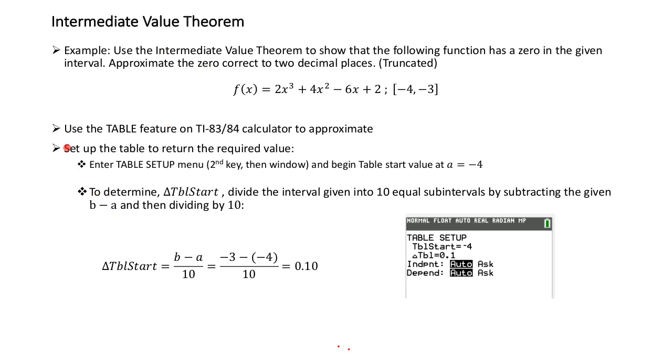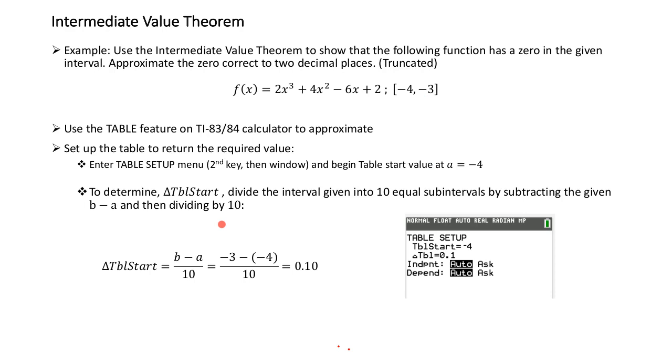So to begin, we will use the table feature, as I mentioned. In order to use it, we first must set it up so that it gives us the values we're looking for. Because we have -4 and -3 as our two given values, and that's where we predicted our 0 would lie, we want to split this into 10 even intervals. We want to start at the smallest value, our -4, our A value, and then increase so that after 10 increments, we are at our endpoint of -3.